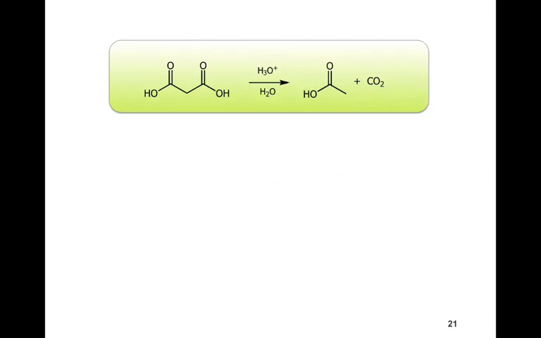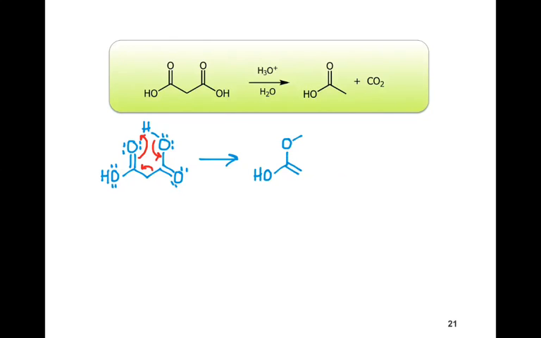All right, so how does this reaction occur? And this one is remarkably simple as to the mechanism of the reaction. So here's what happens. If we draw the carboxylic acid in this form, we get a concerted rearrangement of electrons to give rise to what is referred to as an enol and the loss of CO2.